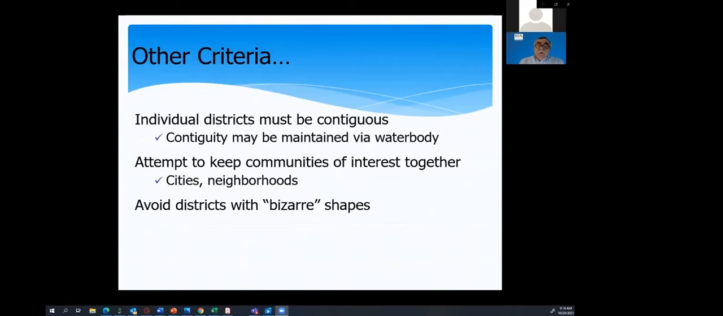There are other criteria. Districts must be contiguous to one another. You attempt to keep communities of interest together. In the case of the county, you would attempt to keep cities and neighborhoods from being split by district boundaries. And you try to avoid districts that have bizarre shapes.